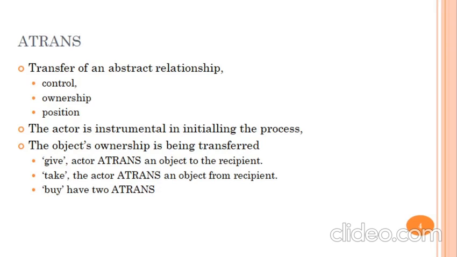A-trans. A-trans stands for transfer of an abstract relationship. Control, ownership, and position are some of its examples. The actor is instrumental in initiating the process. The object whose ownership is being transferred. Give, take, and buy are its examples. Give: actor A-trans an object to the recipient. Take: actor A-trans an object from the recipient. Buy has both A-trans, which are give and take.